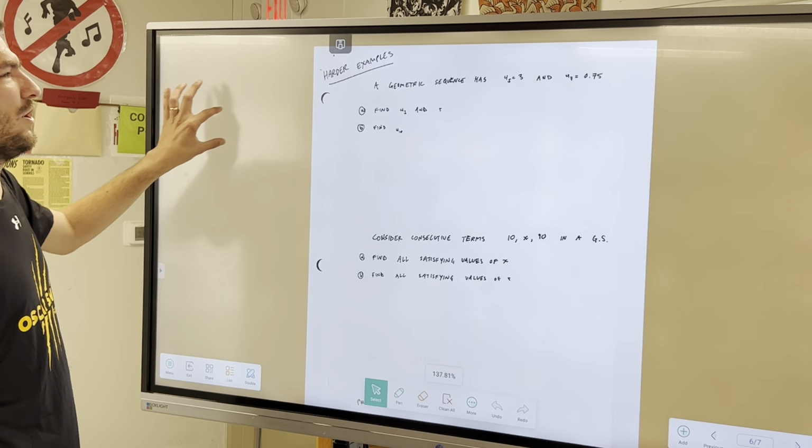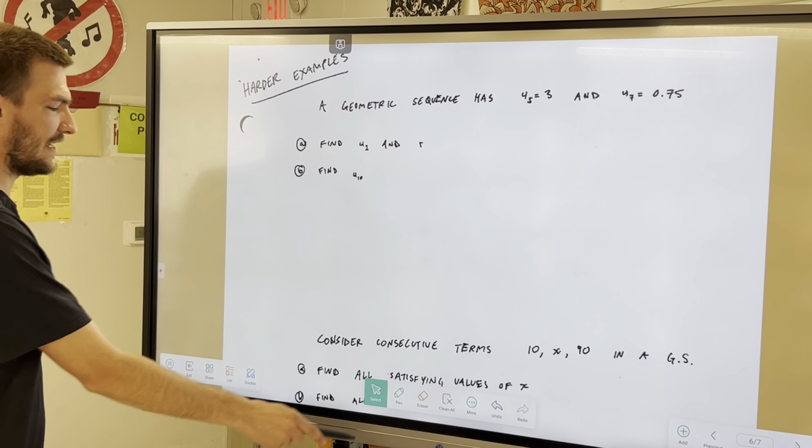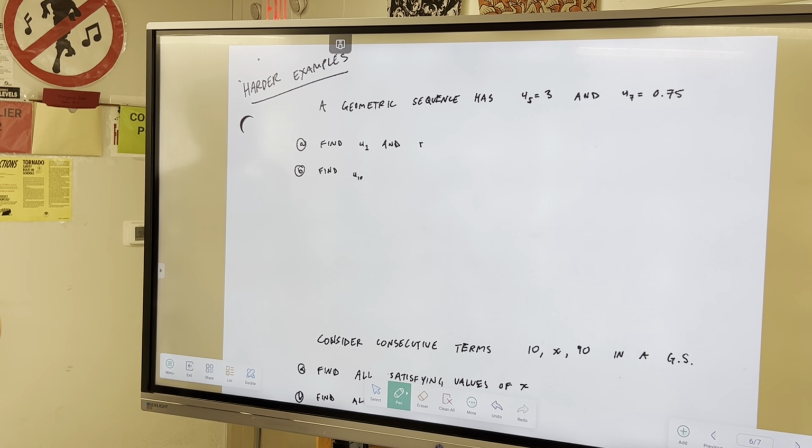Finally, we get what we were all waiting for, a couple of harder examples, just to make sure we're not doing geometry, we're actually doing some IB stuff here. A geometric sequence has the 5th term equals 3 and the 7th term equals 0.75, 3/4, whatever. What is the first term and the ratio?